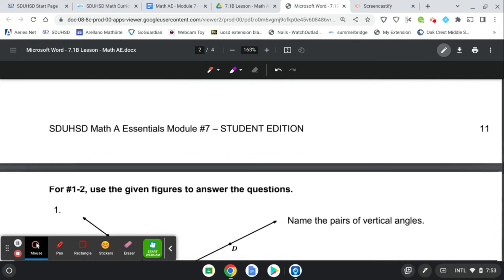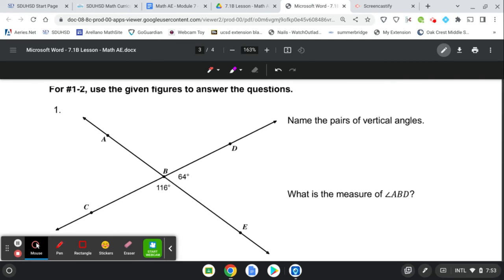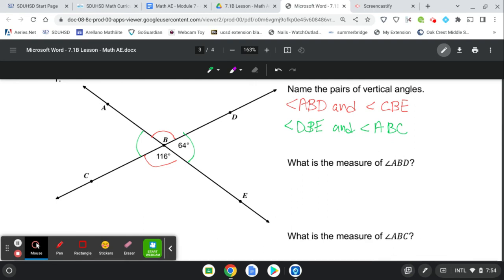So go to page 3 of your notes, or page 12. On number 1, you want to name a pair of angles that are vertical. So angle ABD and angle CBE are vertical angles. And then another pair would be angle DBE and angle ABC. So that's another set of vertical angles.